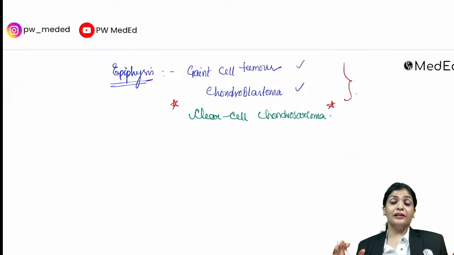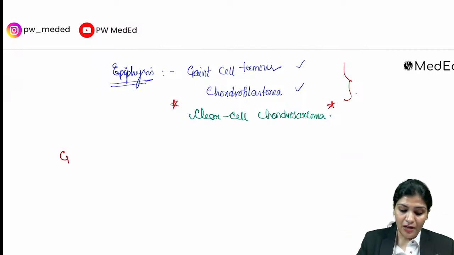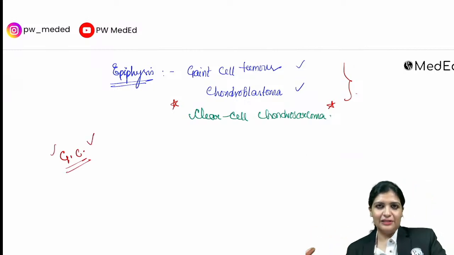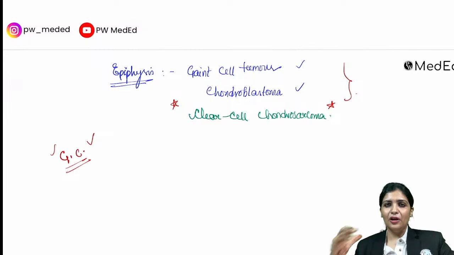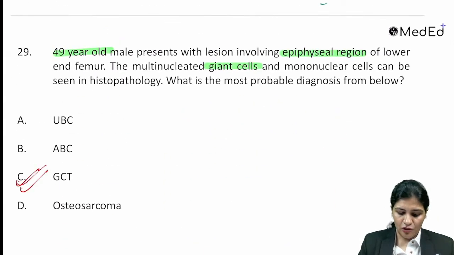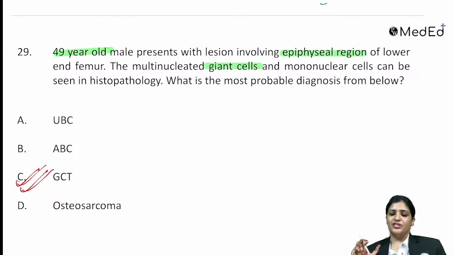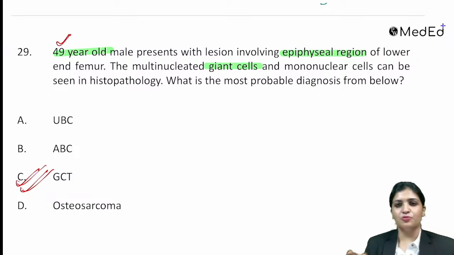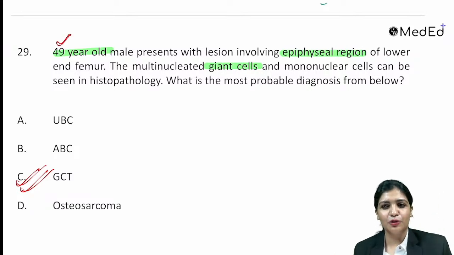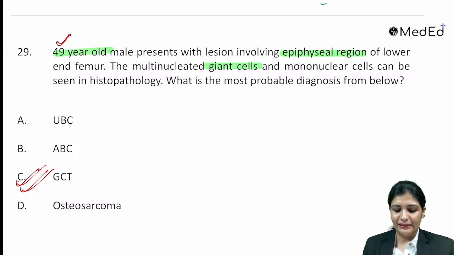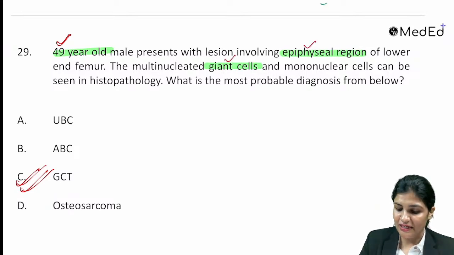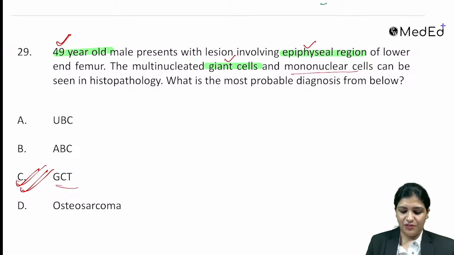And there is one more clue in the question, that is the biopsy showing giant cells. Whenever you see giant cells on histopathological examination, that is on biopsy, it is a confirmed diagnosis of giant cell tumor. The only thing which I feel is not fitting in GCT is the age. Usually it is seen in the third decade, 30 to 40 years. The question says somewhere around 50 years. But everything else, the epiphyseal region, the giant cells, the mononuclear cells, is fitting for GCT.